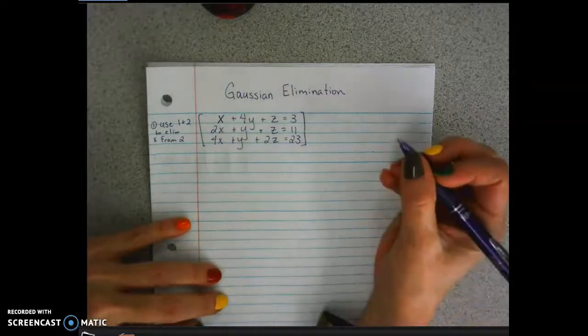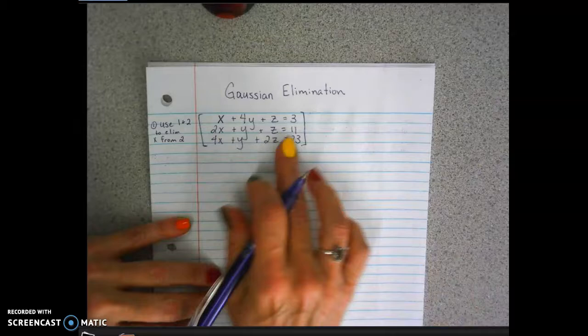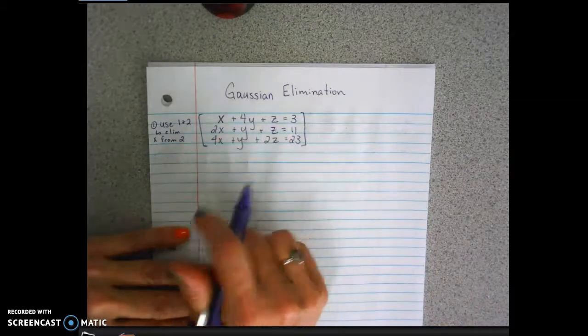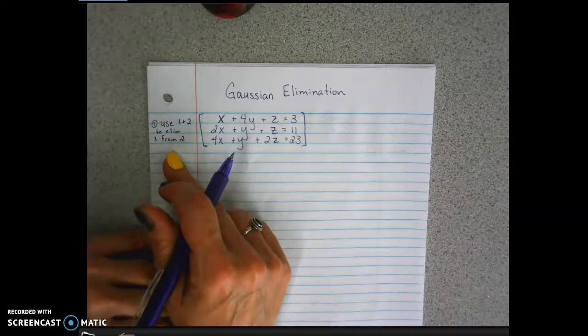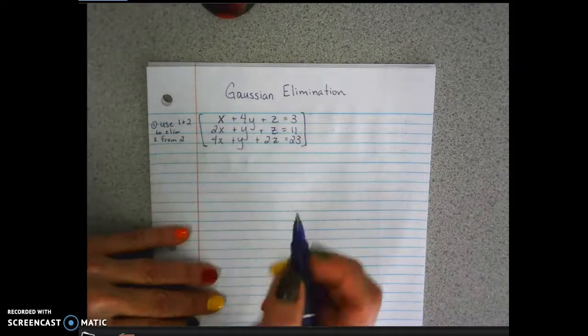I'm going to give you an example of Gaussian elimination. In this example, I have a system of 3 variables, and I've already written the system down, with x's, y's, and z's, 3 equations, and I wrote the first step down. We're going to use equation 1 and 2 to eliminate x from equation 2.